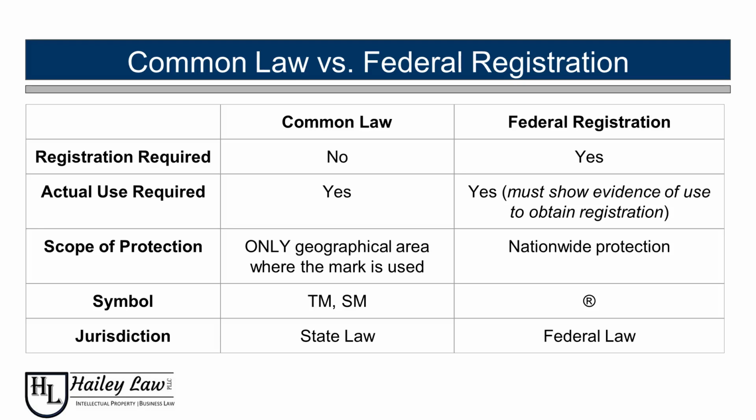falls under state law. As compared to federal registration, you have to register the mark with the United States Patent and Trademark Office. Actual use is required, and the use has to be interstate commerce. The scope of protection is nationwide, so all 50 states and the territories of the United States. The symbol is the registration symbol, R, also known as the circle R, and the jurisdiction falls under federal law.